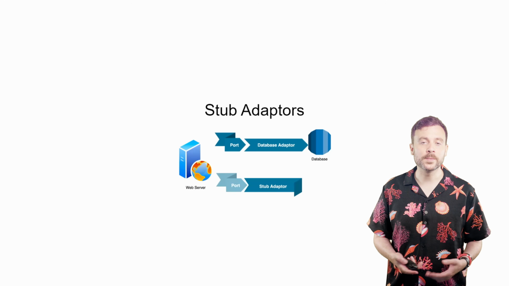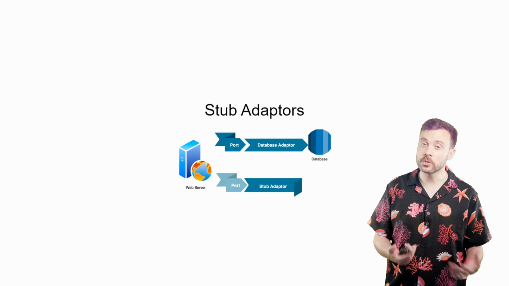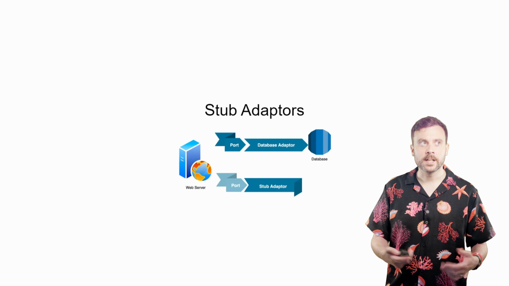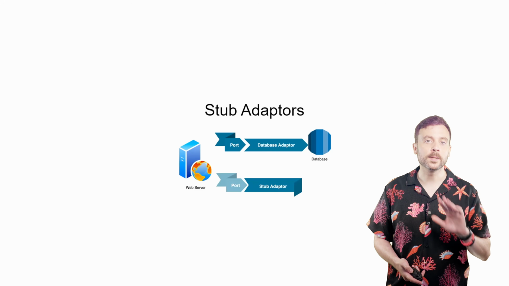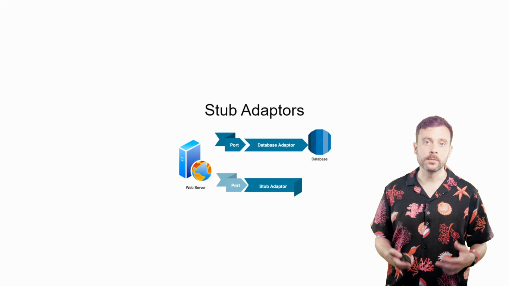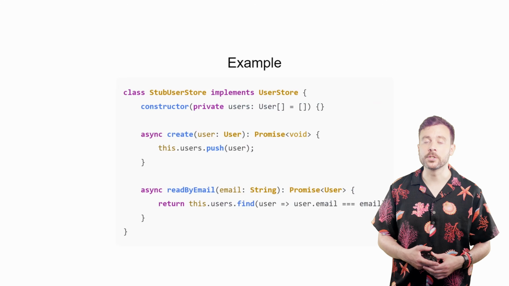Now, this is a technique that was actually taught to me by a really good colleague, Stuart, who I used to work with at a company called Triptease. We called them in-memory adapters back then. I have slightly changed the name and taken some privileges, but here's basically how they work. So take our user store example from earlier. Here is the stub adapter version of that.